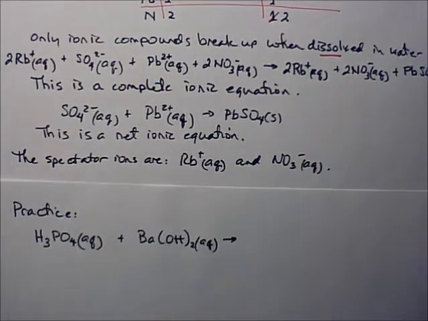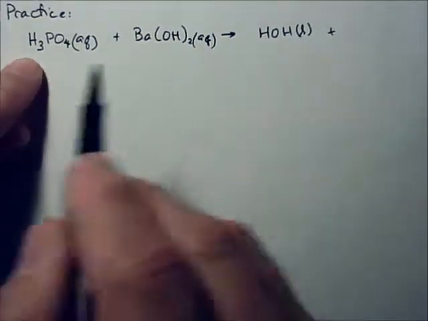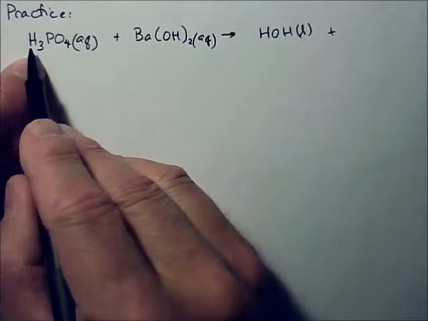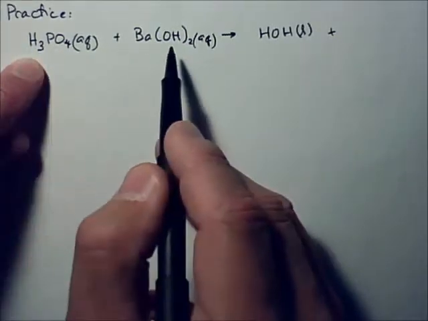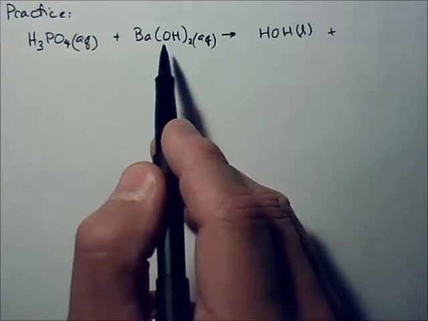All right. So to predict the products, then we're going to take the front part of this compound and put it with the back part of this one. This is acid base. You know this is acid because it's H on the front, base because it has OH on the back. These are Arrhenius acids and bases.